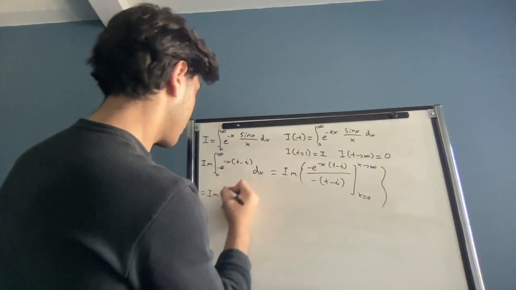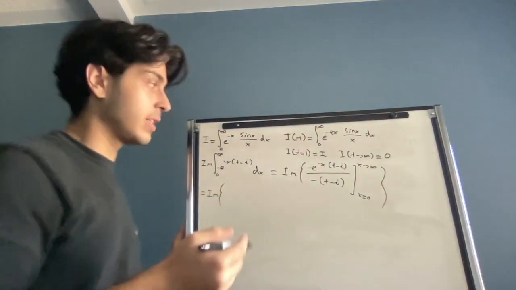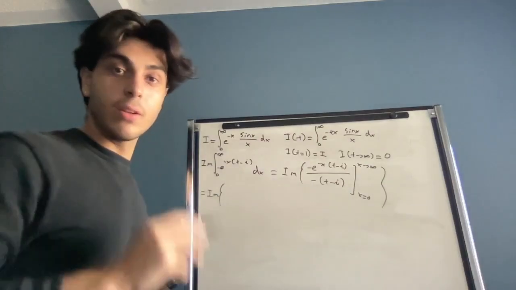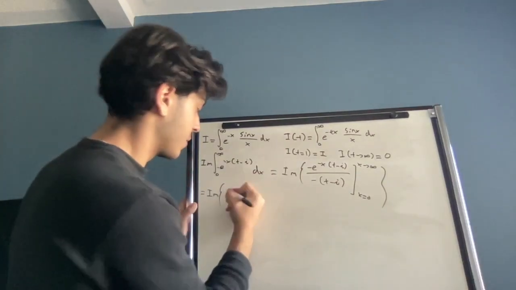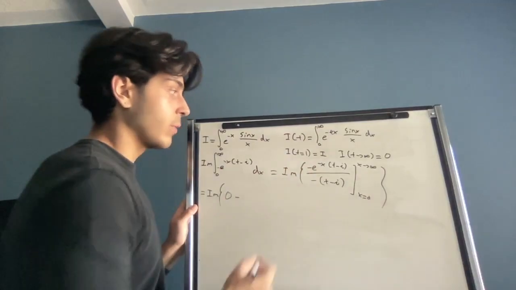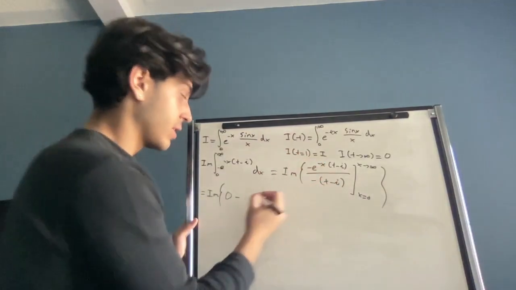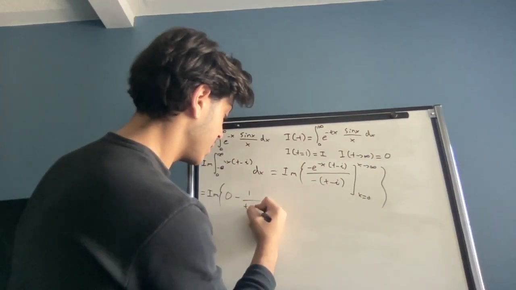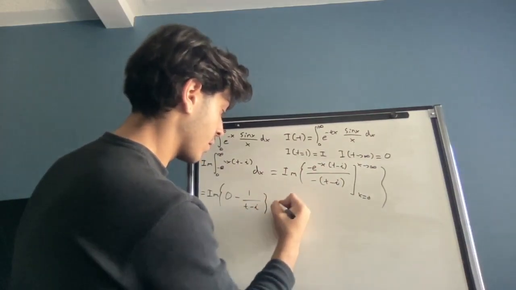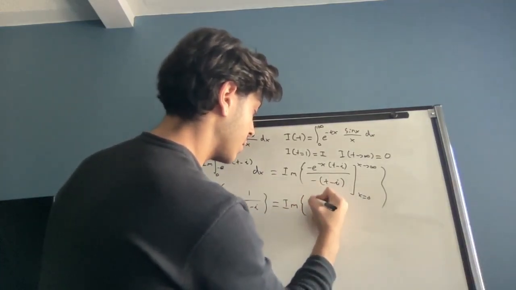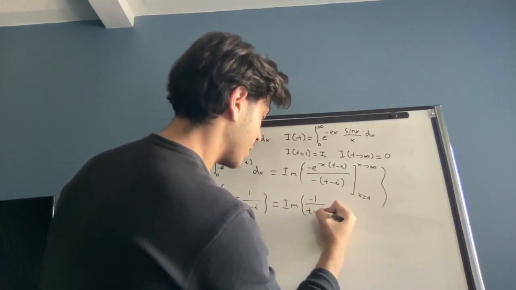For the first bound, we can evaluate negative e to the power of negative x as x approaches infinity, which gets you 1 over infinity, so the entire first bound just becomes 0. Subtracting the second one, we get e to the power of 0, which is just 1. These negatives cancel out, and you're left with 1 over t minus i. From here, we get the imaginary part of negative 1 over t minus i.